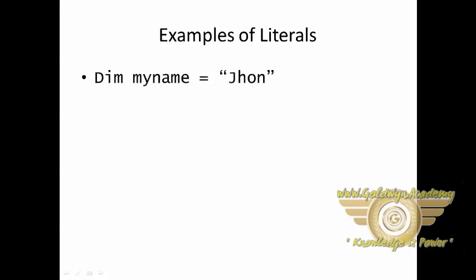Dim myName = "John". Here we are assigning the value John to our newly declared myName variable. Visual Basic itself will know that because John is written in double quotes, the variable must be a string.